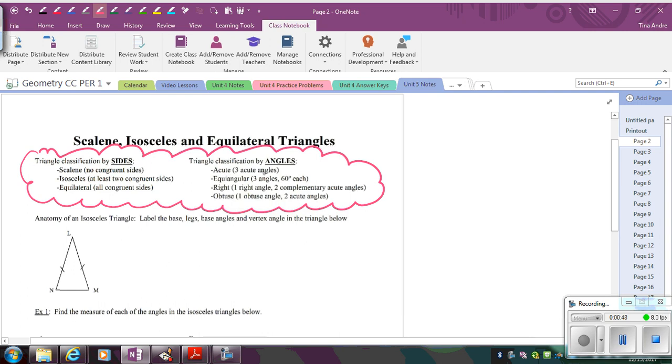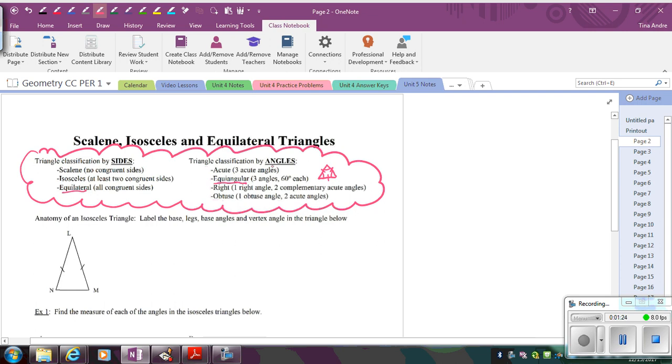If you have three acute angles, meaning all angles are less than 90. Equiangular is what it sounds like, so equal angles, three angles that are 60 degrees each. If a triangle is equiangular, meaning all three angles are equal, that's going to force all three sides to also be equal. So if a triangle is equiangular, it's also going to be equilateral. And if it's equilateral, that's going to force all three angles to be equal, which means it'll be equiangular as well. Those go hand in hand. If you have one, you have the other.